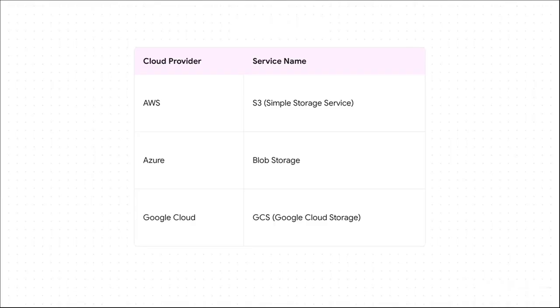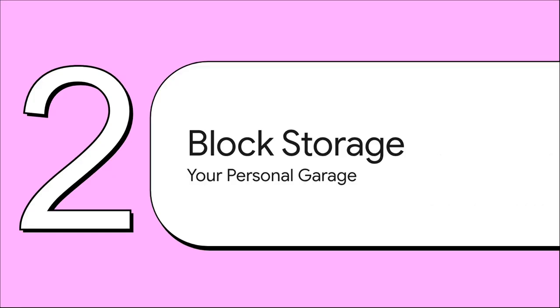And of course, all the big cloud providers have their own flavor of this. On AWS, you've got the absolute legend, S3. Over on Azure, they call it Blob storage. And on Google Cloud, it's GCS. Seriously, these services are pretty much the backbone of the internet at this point. All right, let's move on.